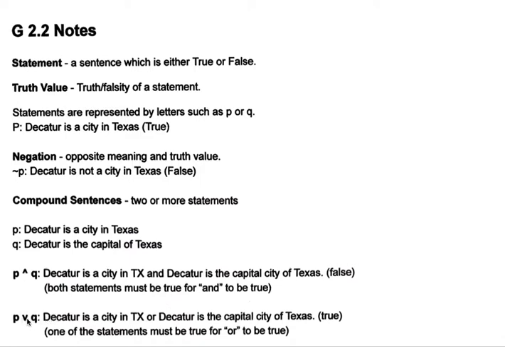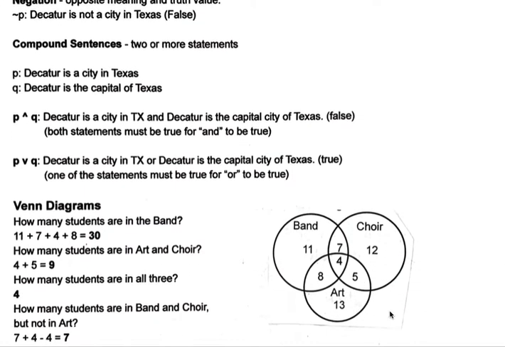Now, this V-looking thing, this is called the OR. Okay, so you notice the difference. Decatur is a city in Texas, or Decatur is the capital city of Texas. Now, that is a true statement because all we need is one of the two to be true. And therefore, since the first one is true, even though the second one's false, it's still a true statement because of the or instead of the and.